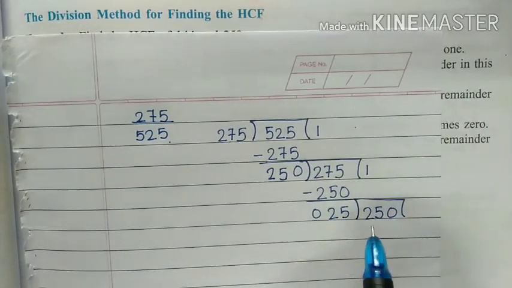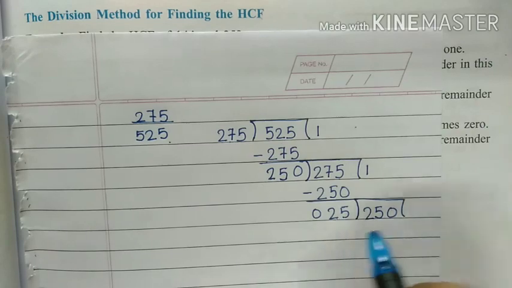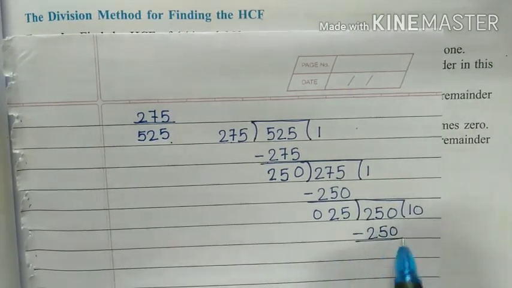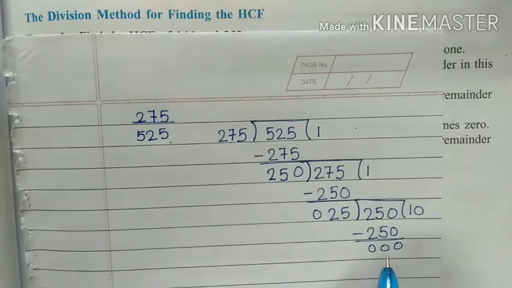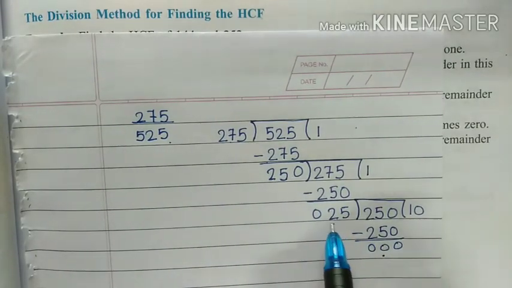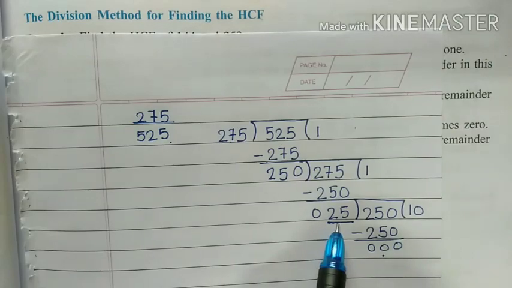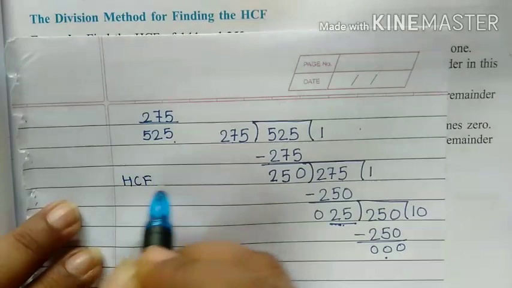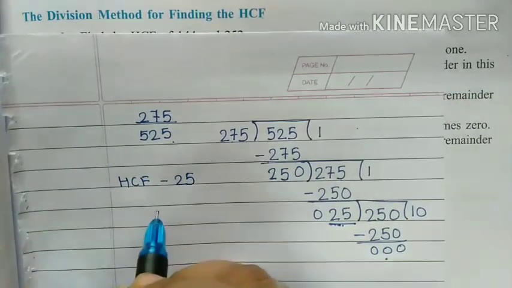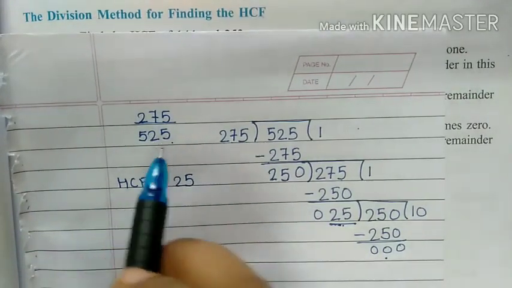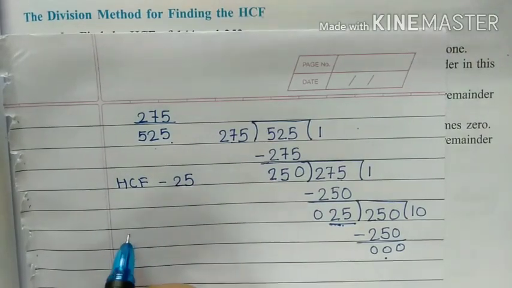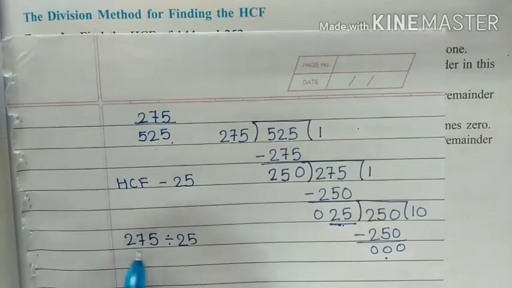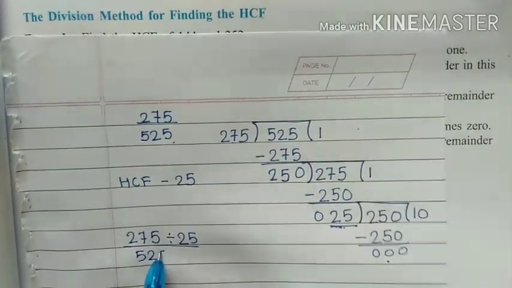So 250 divided by 25. Ten times 25 is 250. I got 0 as the remainder. So the divisor 25 is the HCF. HCF is 25. Now I have to reduce to the simplest form, so I have to divide 275 by 25 and 525 by 25.